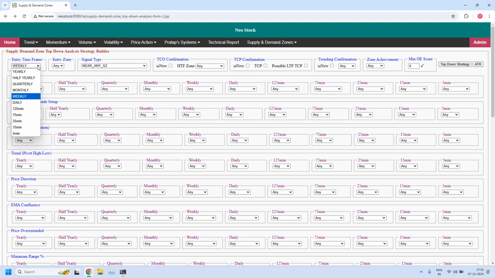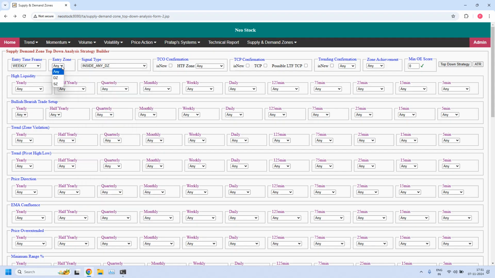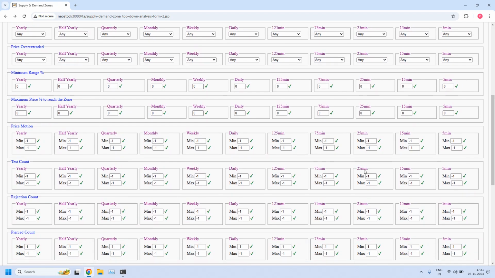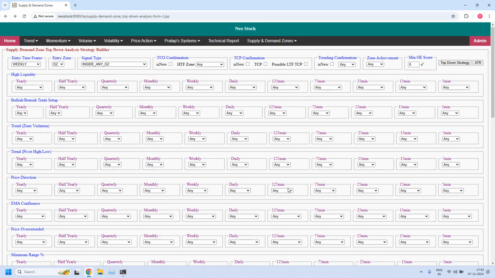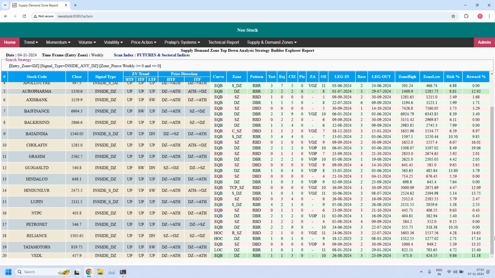Next weekly time frame, let's find the stocks where price closed inside weekly demand zone, and also weekly demand zone should not be pierced. So weekly time frame I am setting minimum value 0, maximum value 0, pierced count. Let's filter, and we got more than 16. These are the first 16 stocks. I am scrolling the list down. So total 20 zones are filtered.